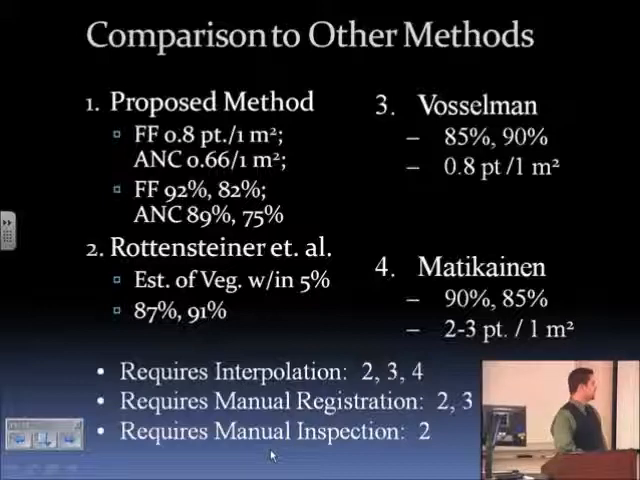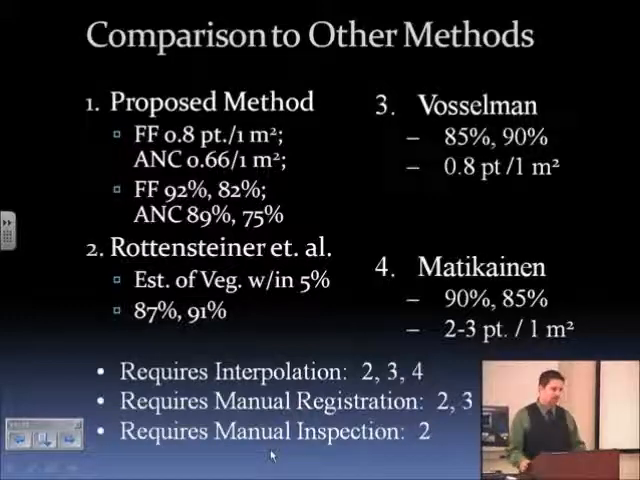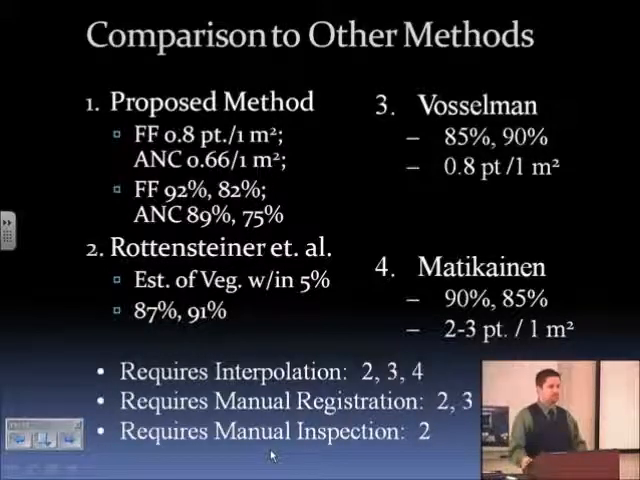The other thing is Rottensteiner, with his method, has a parameter where, in order to get the performance listed in his publication, you have to estimate the amount of vegetation contained within the scene to within 5% of the actual ground truth. So there's quite a bit of manual inspection involved in order to fine-tune that parameter.